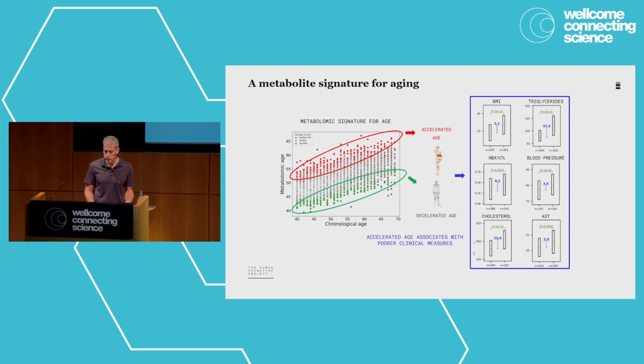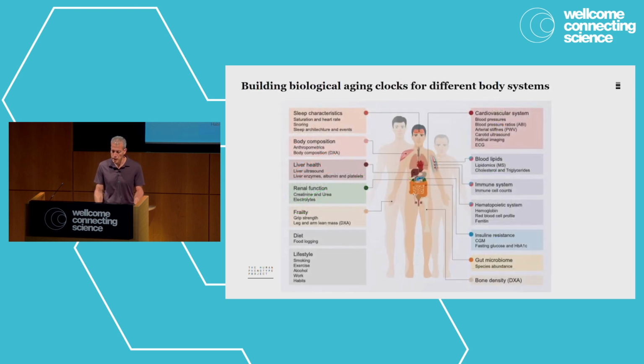So this would be an example of just one of these, we call them biological clocks, here for the metabolomic data. And much like we do this for metabolomics, we do this for 14 different body systems. We take all of the measurements that we have on this cohort and we group them into 14 different body systems, the cardiovascular system, blood lipids, immune system, and so on and so forth. And we used all of the measurements that we have on each body system to try and develop a biological clock, much like I just showed you for the metabolomic data.